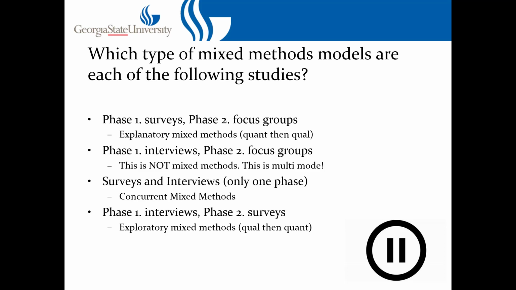Then our last one, phase 1 interviews, phase 2 surveys. So the interviews are qualitative data, and then the second phase surveys are quantitative data, which means this is an exploratory mixed methods design. If you got some of these wrong, or even if you got all of them wrong, that's a good indicator to you to go back and look at the different options of the models that exist.